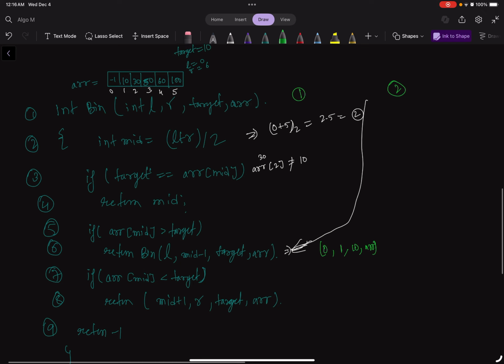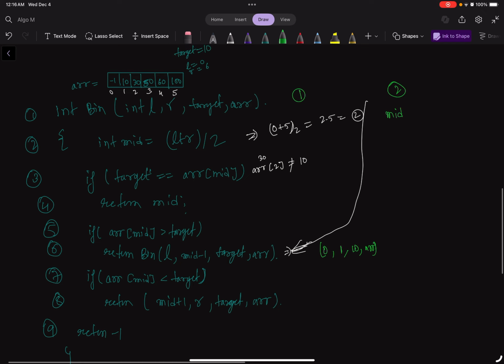Now after getting called, we will find mid. Mid equals here this time 1 plus 0 by 2 equals 0.5, that is equals to 1. So 1 we got. Now target equals ARR of 1, that is 10, target is 10, matched, returned. Answer is returned as 1, right?